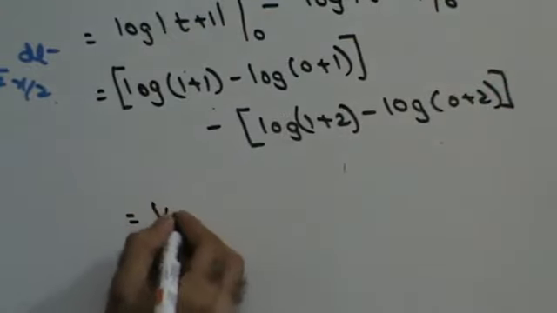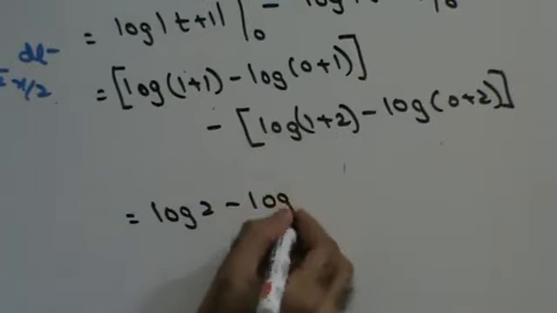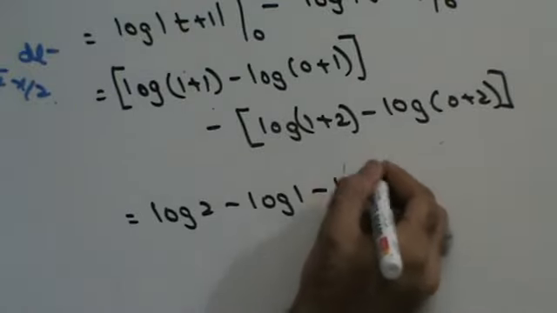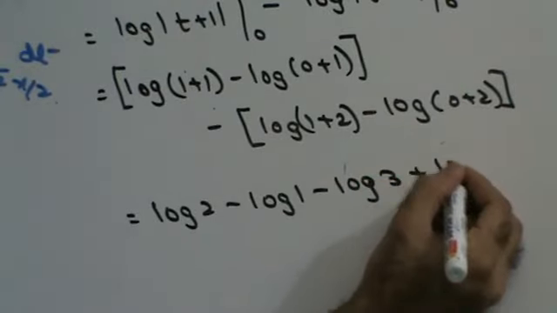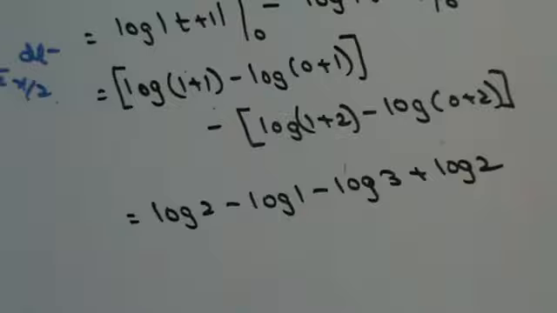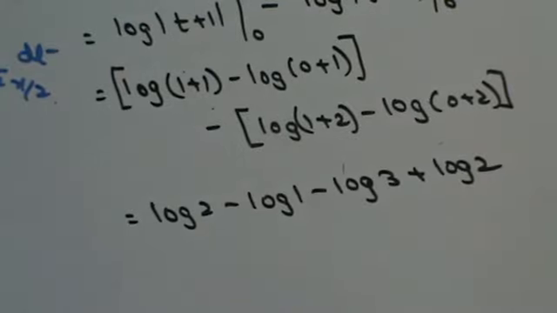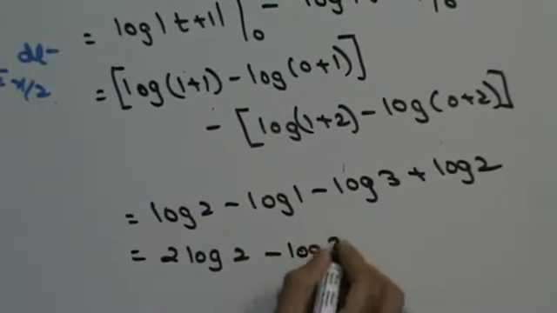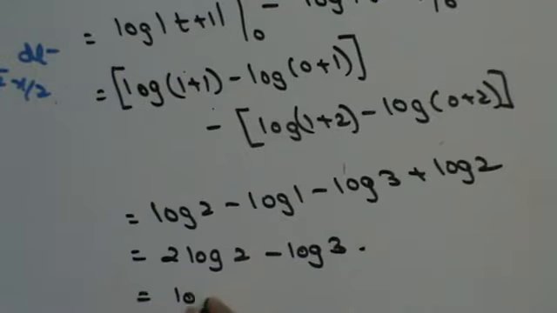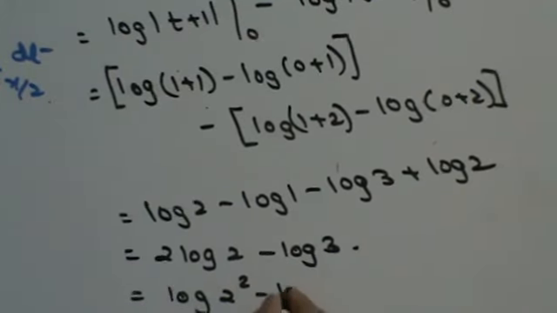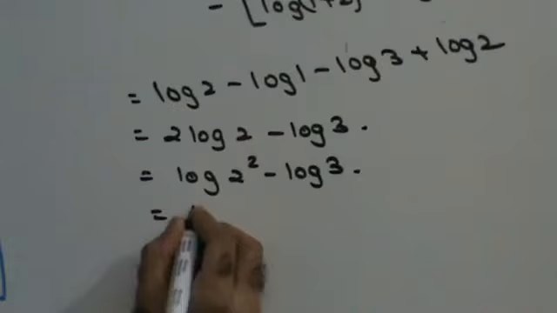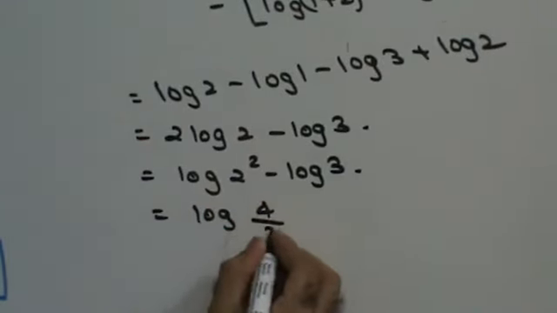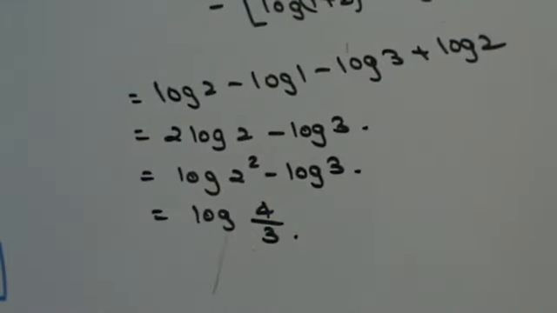So this is going to be log 2 minus log 1 minus log 3 plus log 2. Right? Log 2 plus log 2 is going to be 2 log 2. Log 1 is 0, minus log 3. Log 2 the whole square minus log 3. Subtraction changes to division, so log 4 upon 3. Right? Next, let's see another sum, guys.